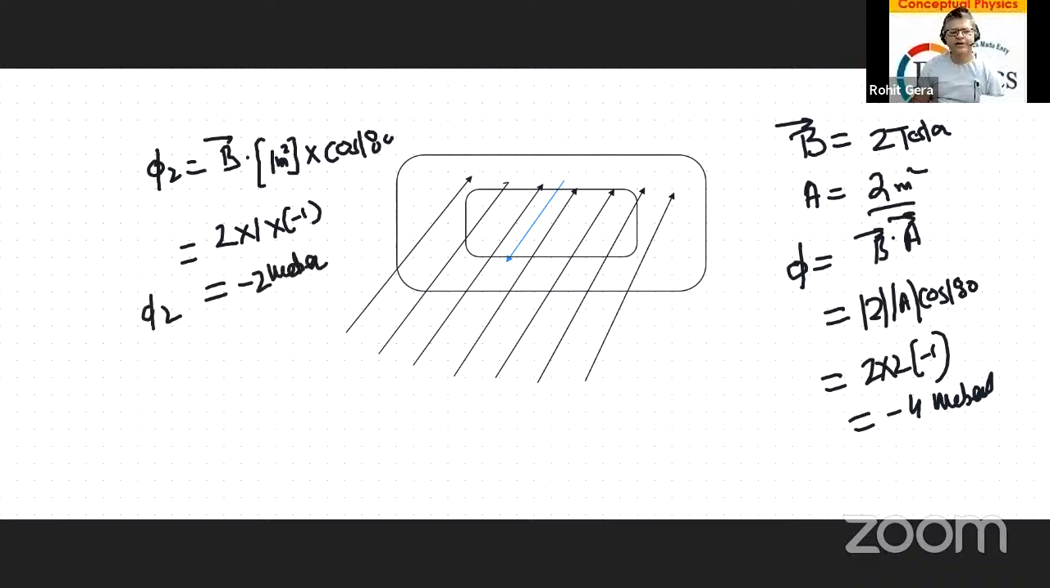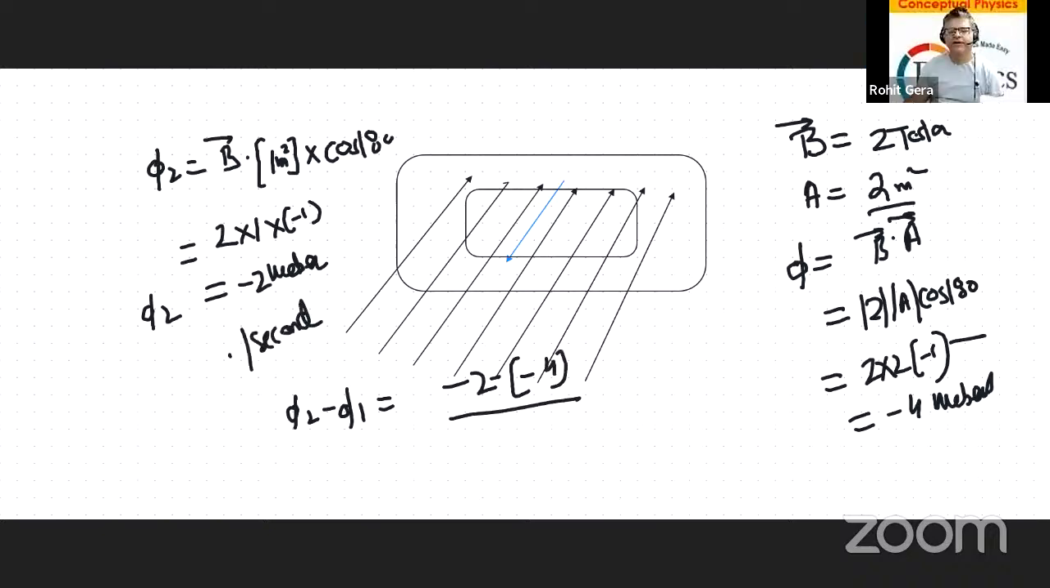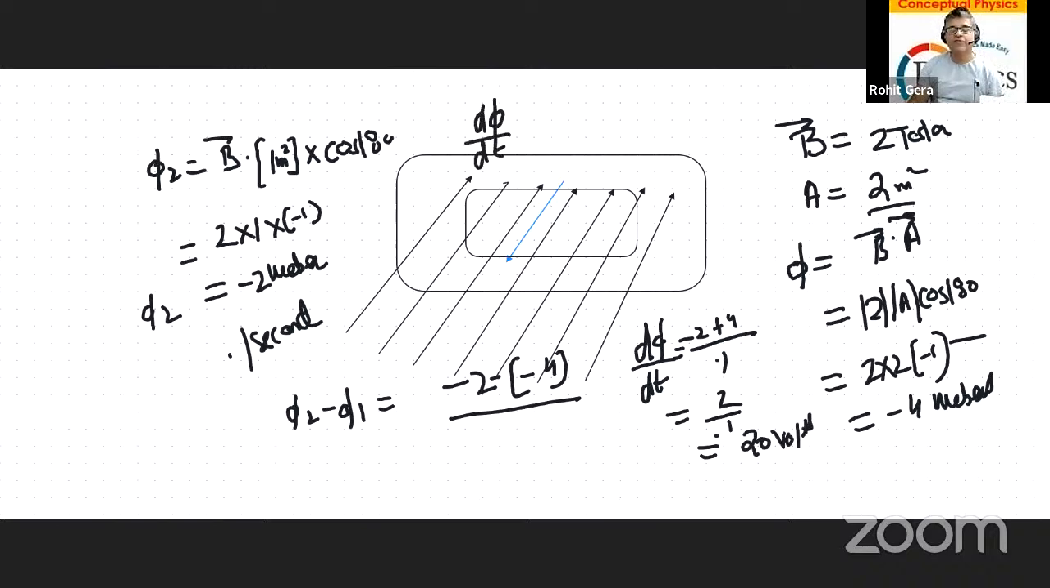Okay, so let me do phi 2 minus phi 1. So minus 2 Webers minus 4 Webers. And all of this happened in a split of a second, 0.1 second. So I say, okay, my aim is finally to find d phi by dt. So I'm getting minus 2 plus 4 divided by 0.1, which is 2 upon 0.1, equal to 20 volts. So I have been able to calculate d phi by dt, but my focus is how the flux changed.